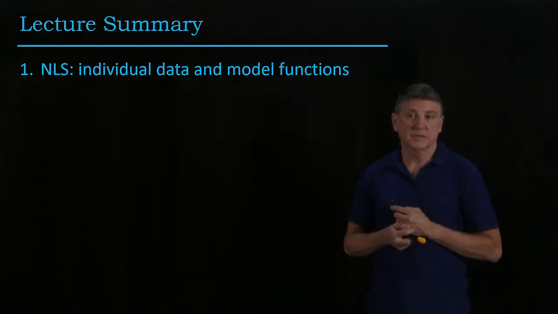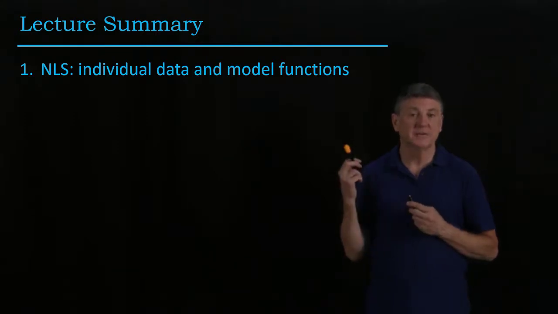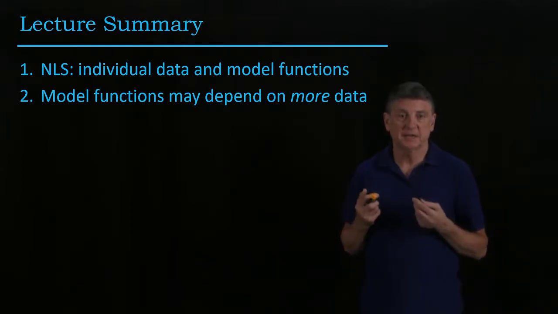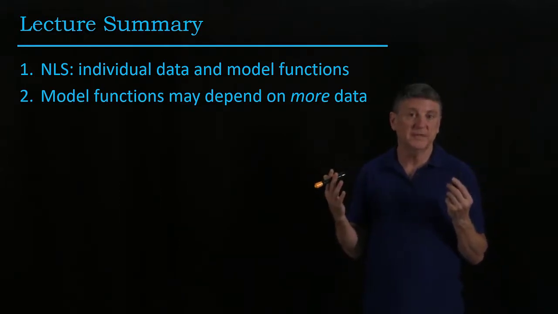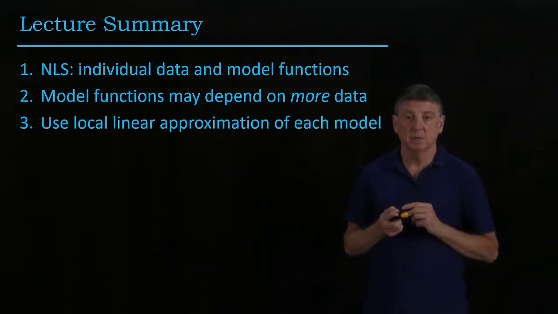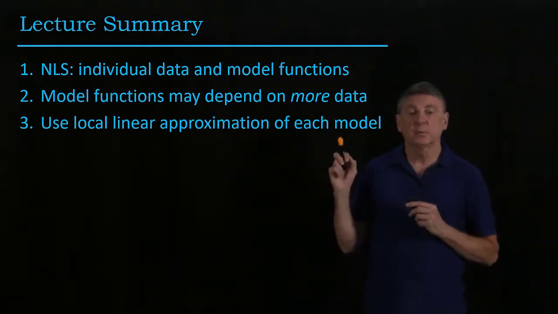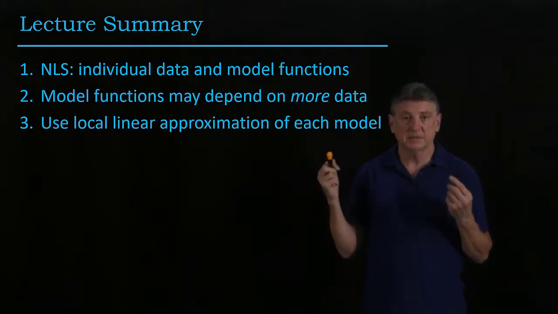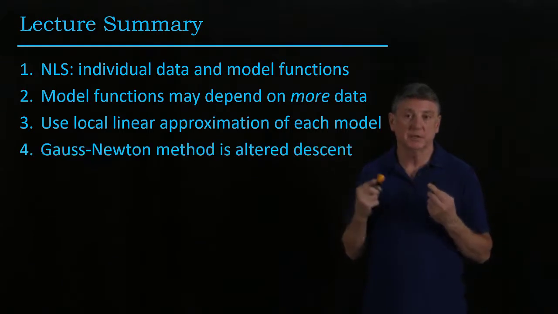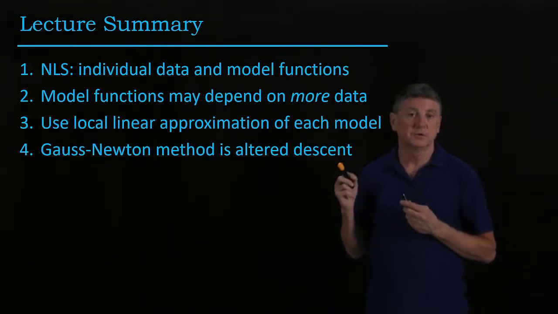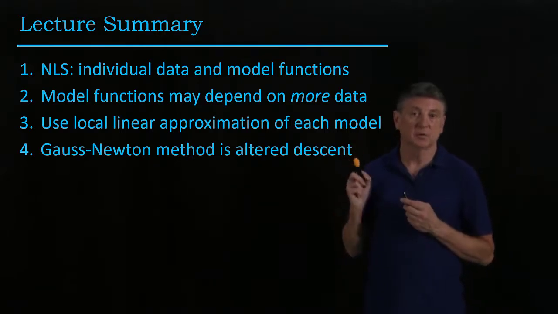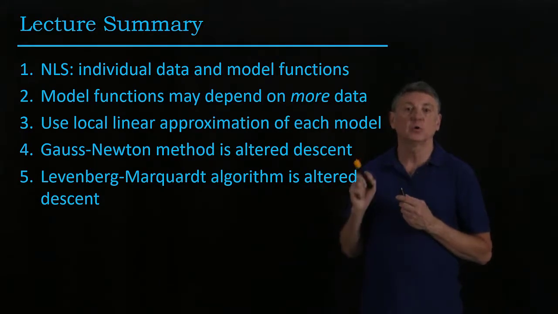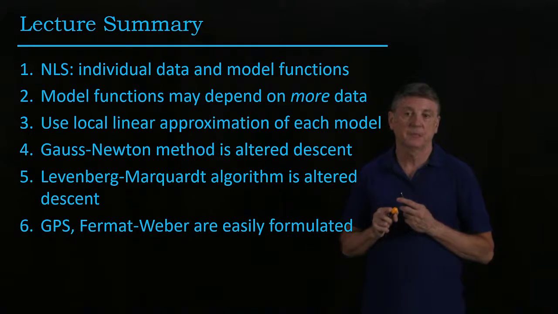So what's our summary of this lecture? Well, nonlinear least squares has individual data and individual models. The model functions may depend on additional data, such as in the GPS case, on the 3D location of the satellite at a moment in time. We could perform a local linear approximation of each model because we're locating the minimizer using an iteration. The Gauss-Newton method alters the descent by taking this local linear approximation, and the Levenberg-Marquardt is both an altered descent and an alteration itself of the Gauss-Newton algorithm.